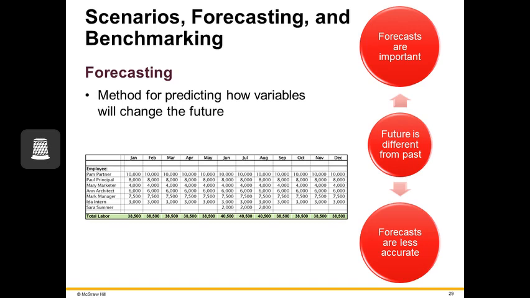Now, often our forecasts are based upon the past. And when the future resembles the past, things with our forecast tend to go very, very smoothly. But if the future is different from the past, our forecasts become a lot more important. Unfortunately, in these situations where our forecasts are important, because the future is different from the past, the forecasts also tend to be less accurate. In other words, when our forecasts are most important is when they tend to be the least accurate.